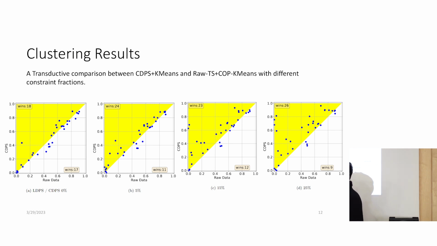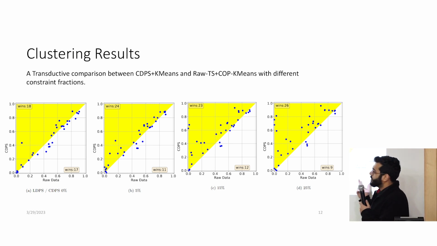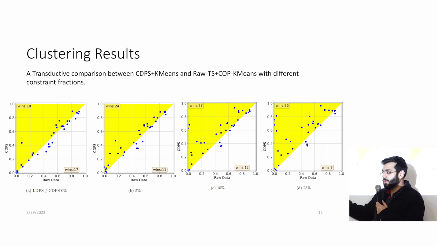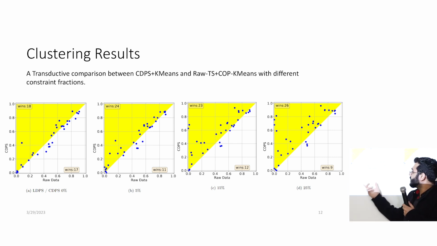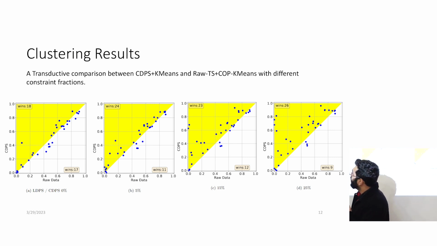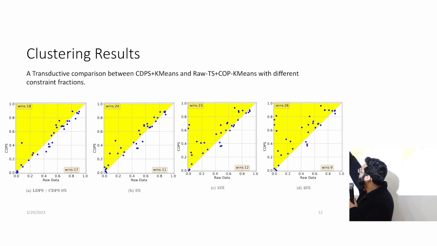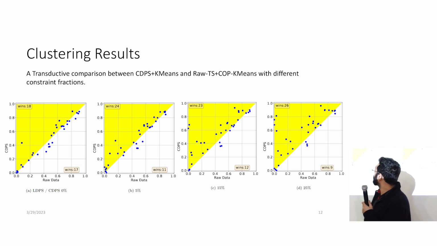And we test for different portions of constraints. So here we have 0% constraints, no prior information at all. We added 5% of information from the data set, 15 and 25. Looking at the 0% information, where we didn't add anything, the clustering with the CDPS representation is approximate to that of the raw time series with DTW averaging. So we can see there's a tie in wins.